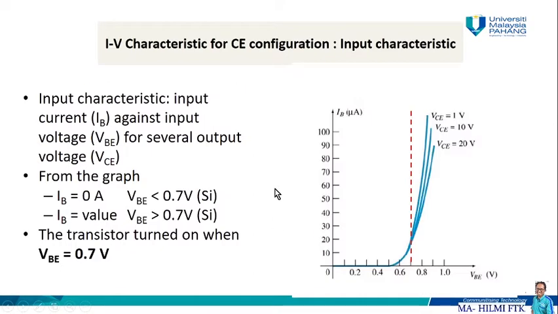Okay, secara mudah dia, pada input voltage 0.7 volt, transistor itu akan membenarkan arus untuk mengalir, dan kita boleh katakan 0.7 volt ni adalah nilai voltage yang berfungsi sebagai switch.